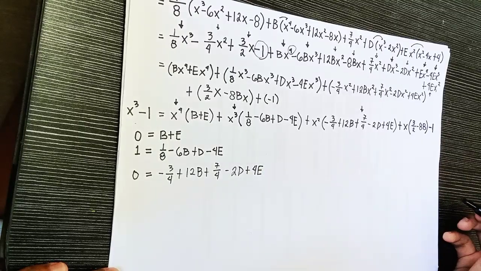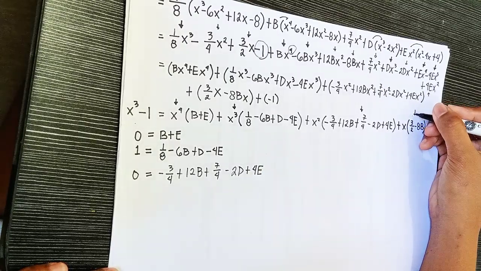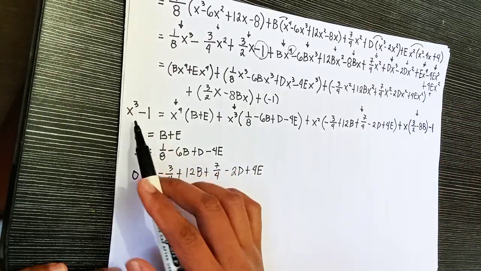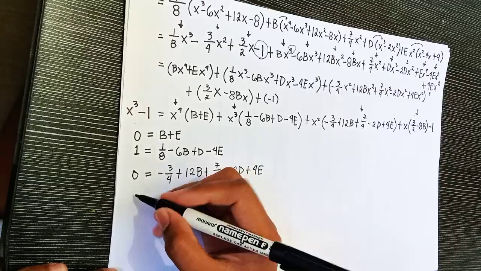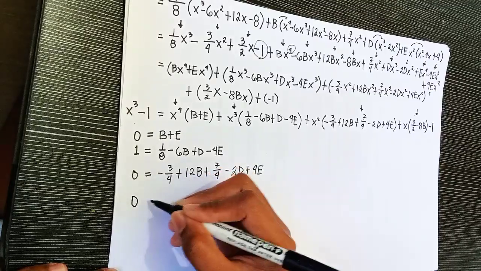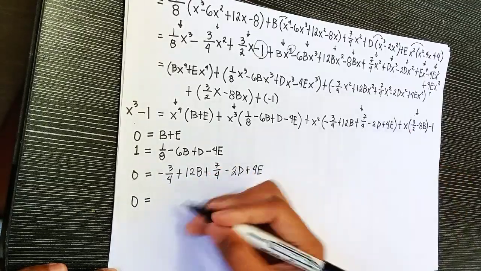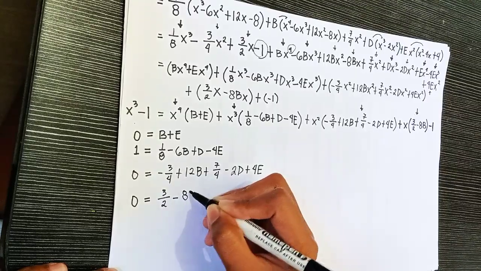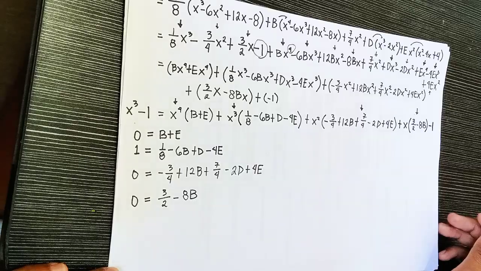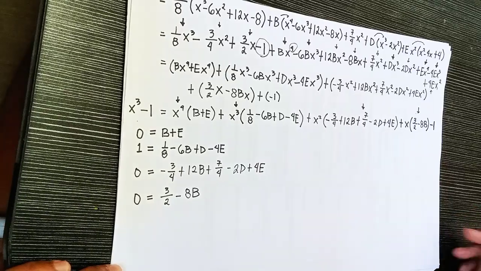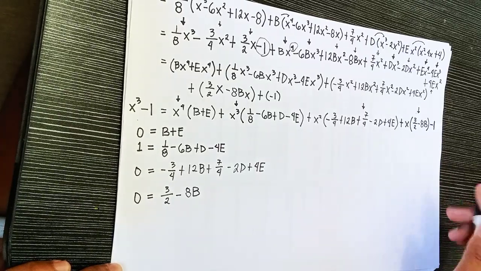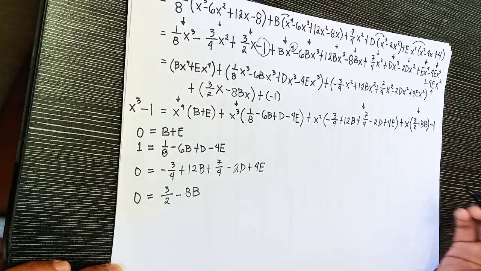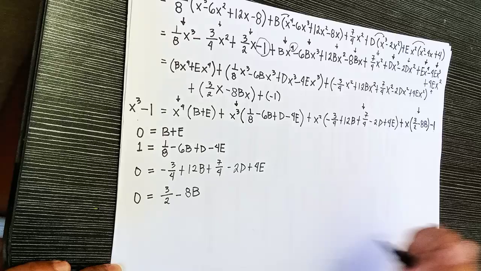Yan. Then, dito naman kay x, wala tayong numerical coefficient dito sa left side. So, that would be 0 ulit. So, dito sa right side, we are left with 3/2 minus 8b. So, yung constant natin, we have negative 1 and negative 1. So, wala tayong ilalagay sa ating constant.